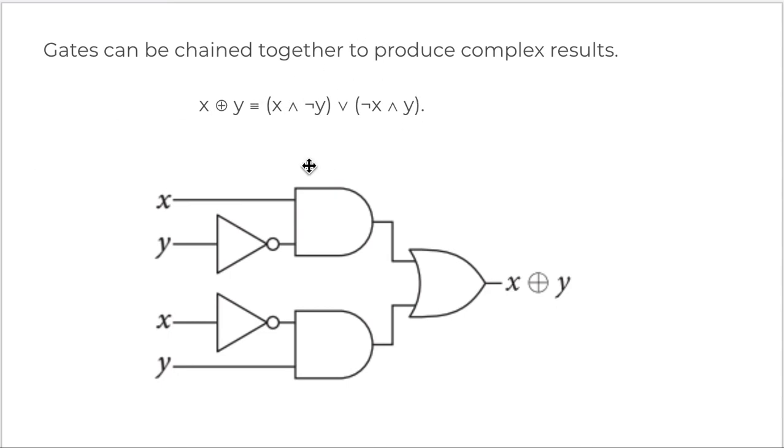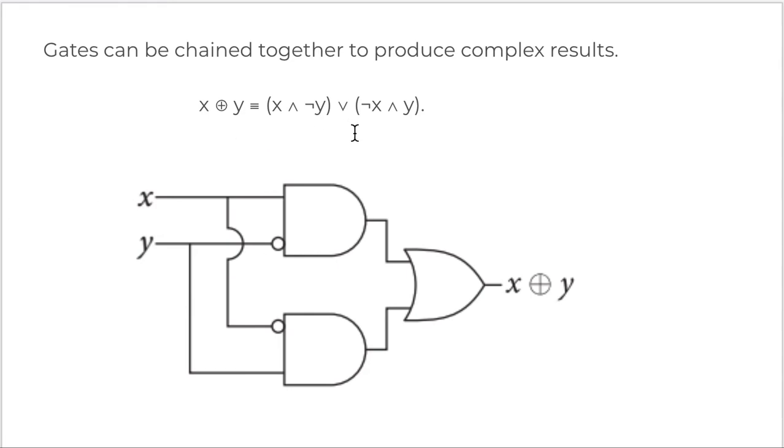So gates can be chained together to produce complex results. Now XOR is usually written as x and not y, disjoined with not x and y. So the first one is an AND gate with a not y. There's a negation of y which goes into the AND gate right here, and here the negation of x goes into the AND gate with a value from the y variable, and both of them are joined together for the OR gate, which gives x or y, right?